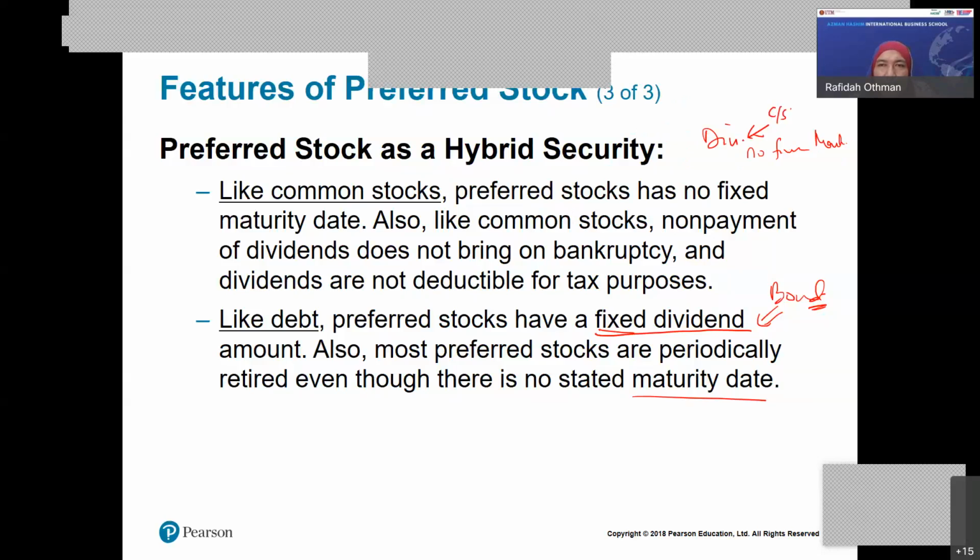Okay, so when we are talking about dividend, it is a promise. This is also a promise. But with non-payment of dividend, they are not claimed as bankrupt. Why? Because they can accumulate the dividend and pay it the next year. Okay, so this is the preferred stock. Preferred stock calculation is very simple.